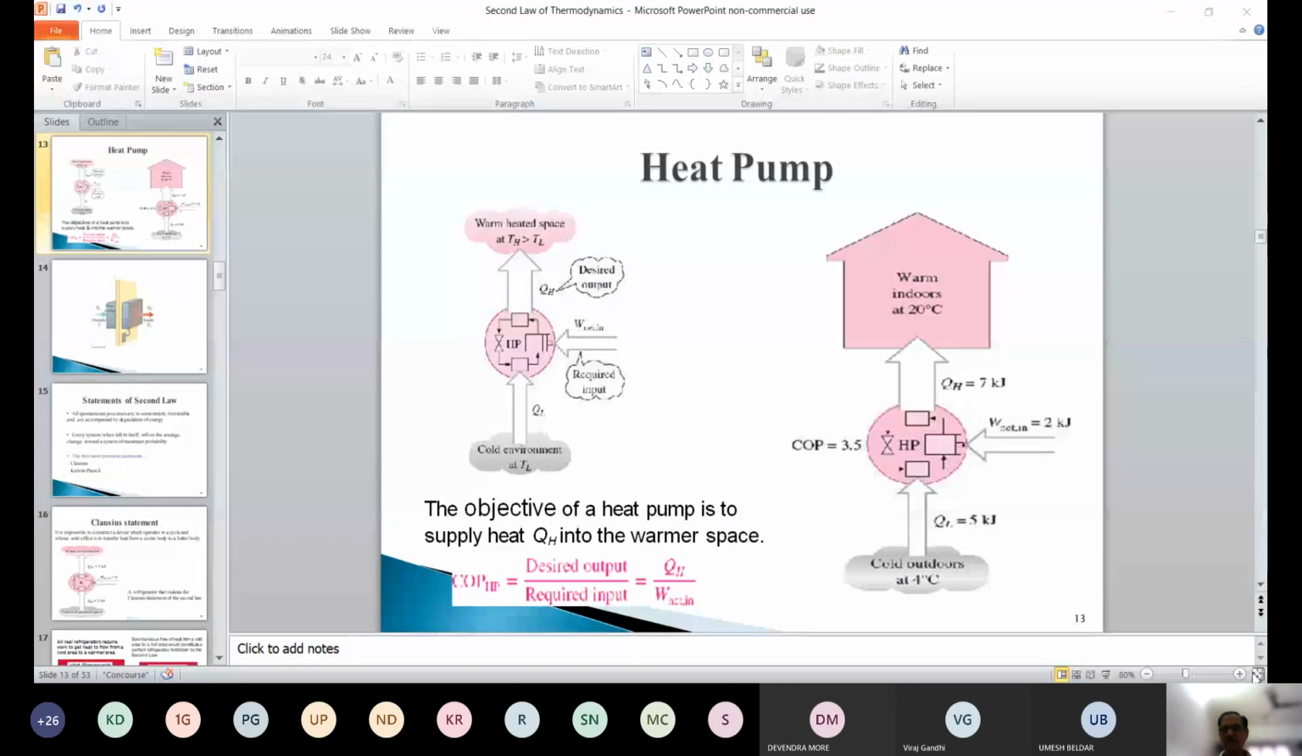Sir, it is same as a refrigerator. The desired effect is to heat the homes or the place. Is it a refrigerator?